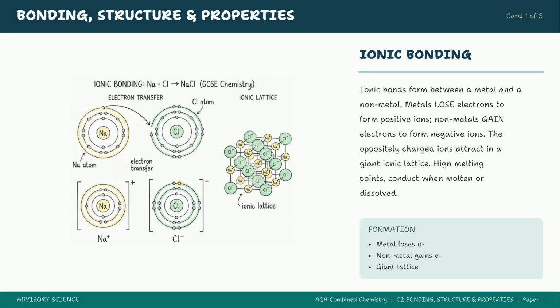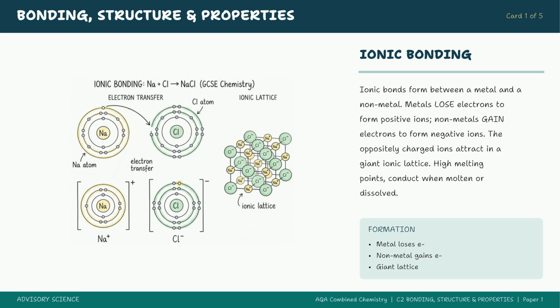Ionic bonding. Ionic bonds form between a metal and a non-metal. The metal loses electrons to become a positive ion, and the non-metal gains those electrons to become a negative ion. The more electrons you have, the more negative you are, and the fewer electrons you have, the more positive you are. The two oppositely charged ions then attract in a giant ionic lattice.